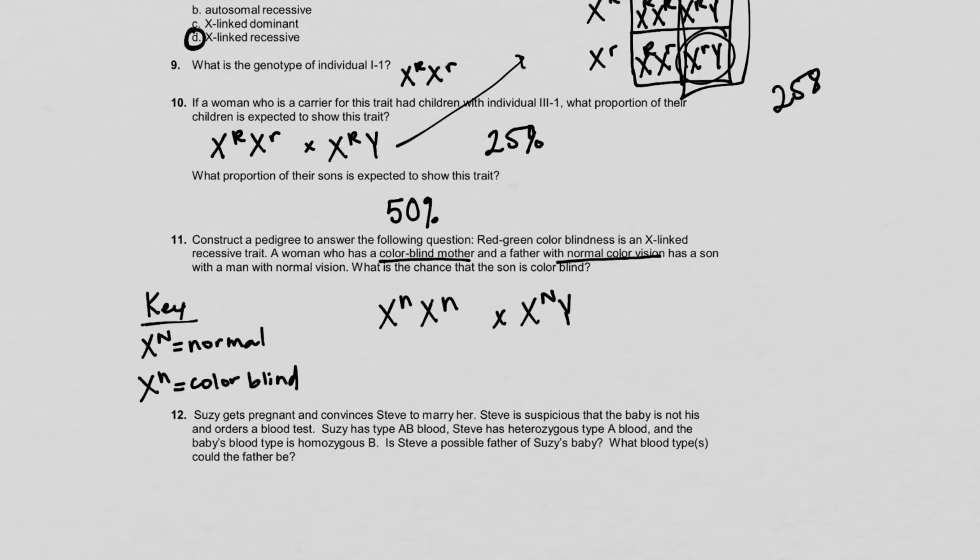So she's going to be this genotype, because she had to inherit an X from dad, so it had to be that one. And she inherited an X from mom. Well, they're both the same, so it had to be that one. So this is her genotype.